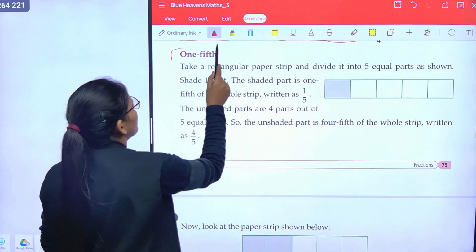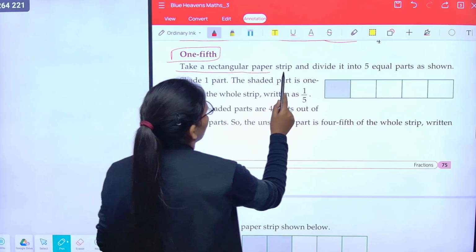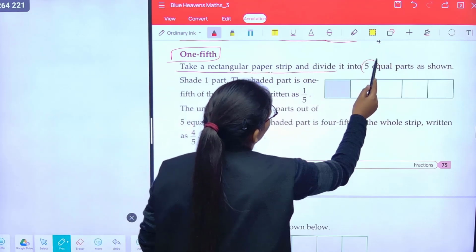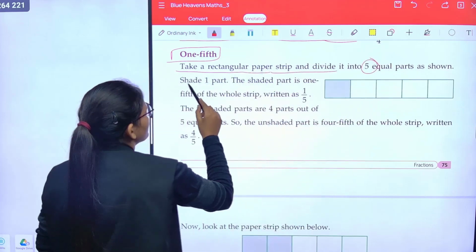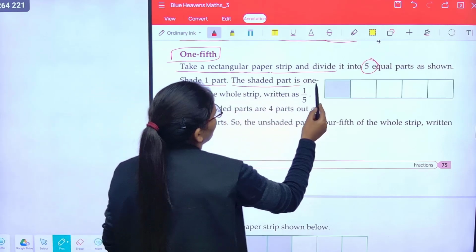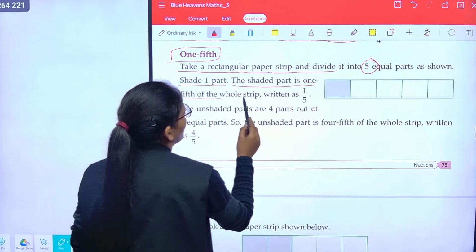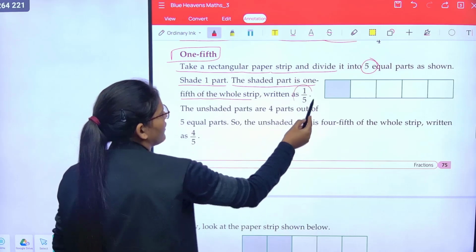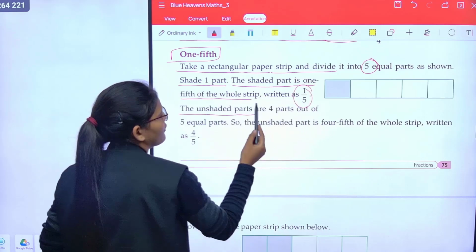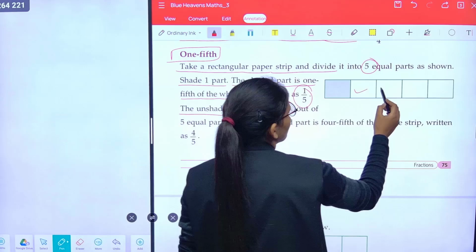Now students, 1/5. Take a rectangular paper strip and divide it into 5 equal parts as shown. Shade one part. The shaded part is 1/5 of the whole strip, written as 1/5. The unshaded parts are four parts. How many parts? 1, 2, 3, 4.